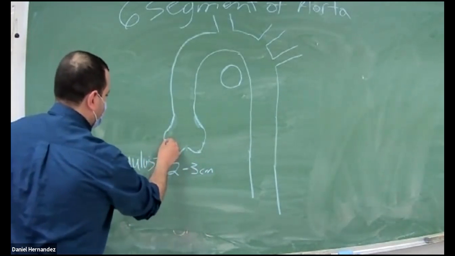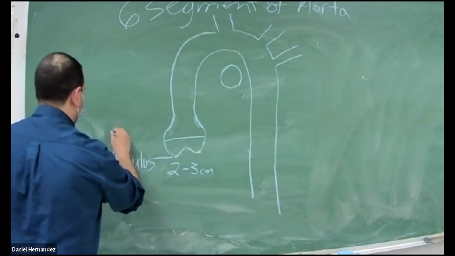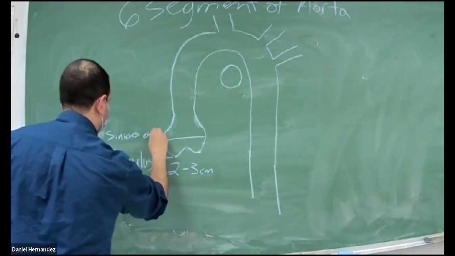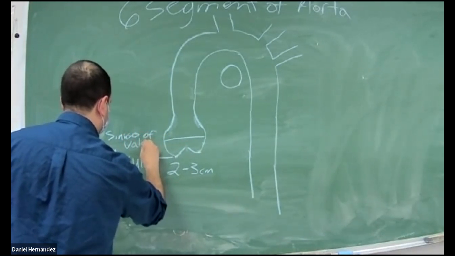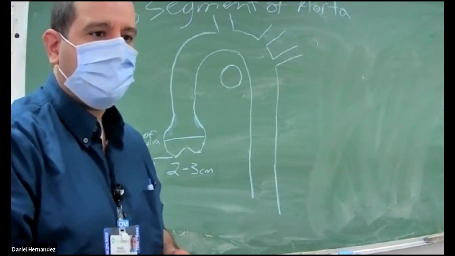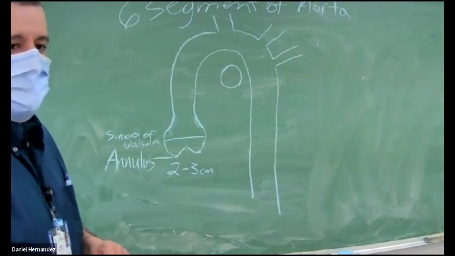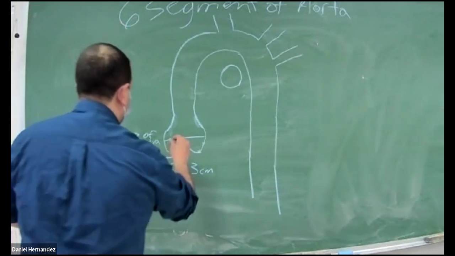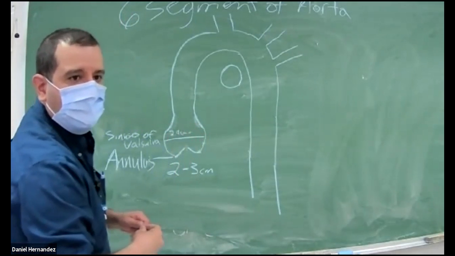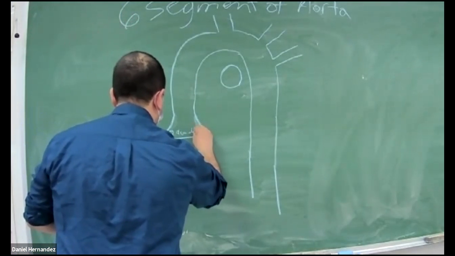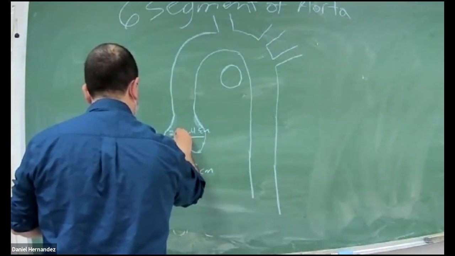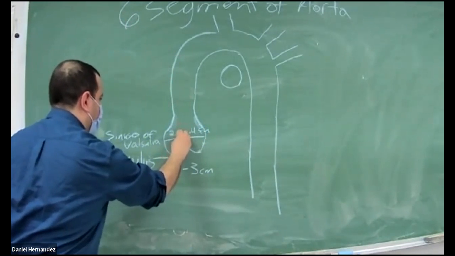And then as we move up the aorta, the next segment is our sinuses of Valsalva. This has a wider diameter, 2.9 centimeters to 4.5 centimeters. That's 2.9 to 4.5.